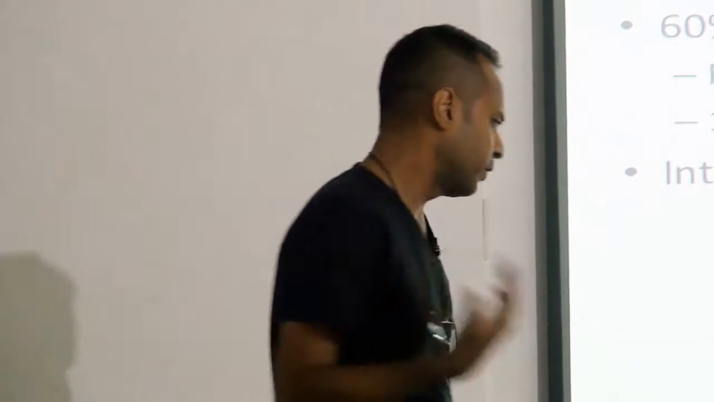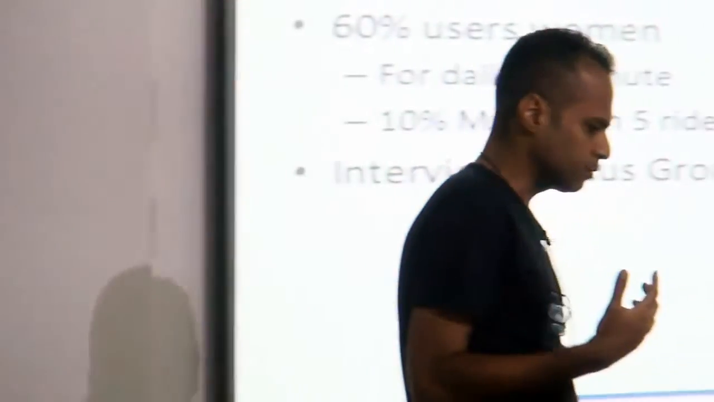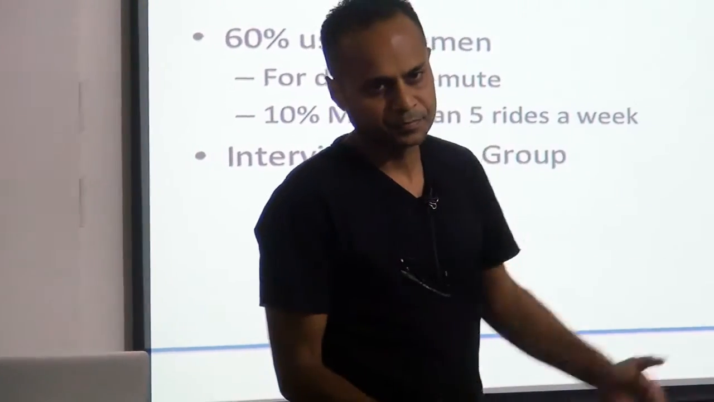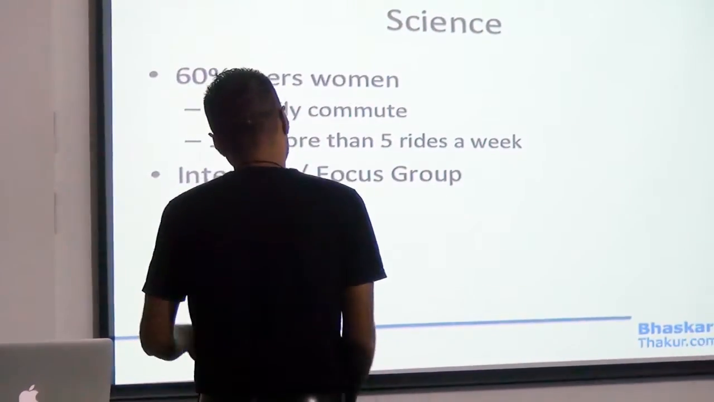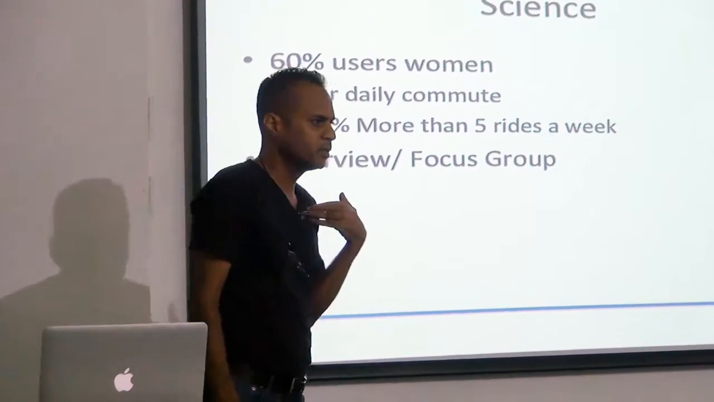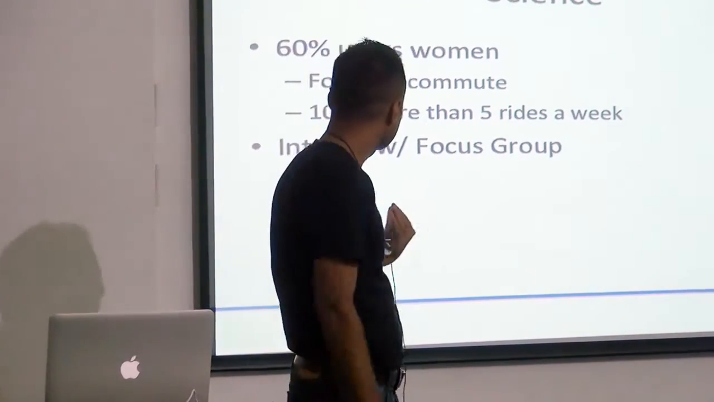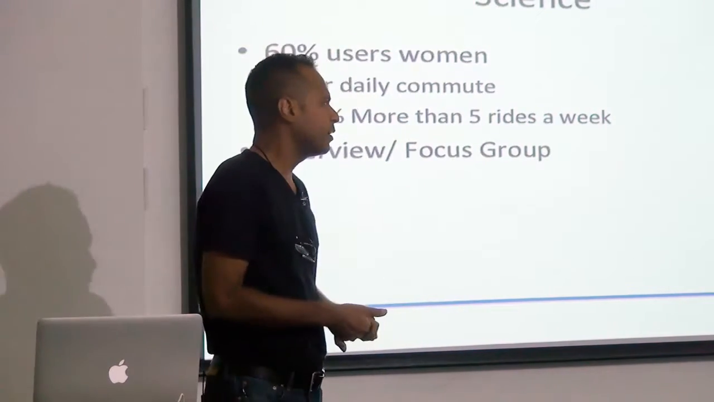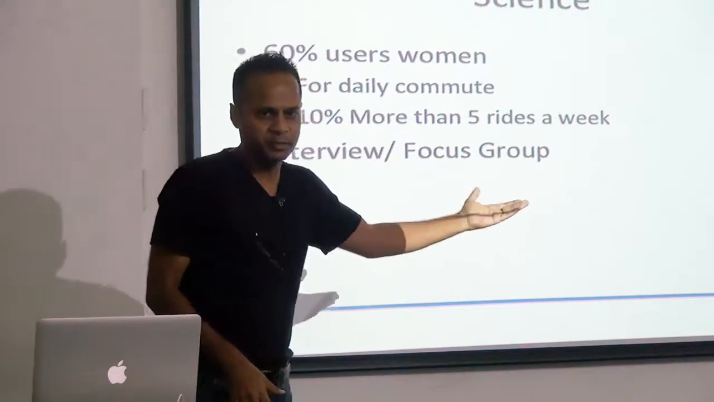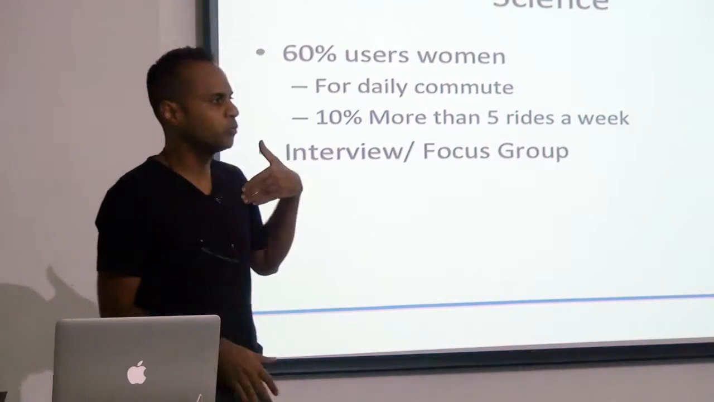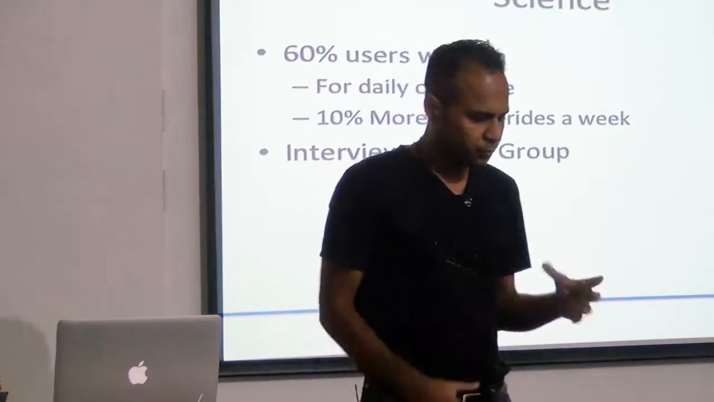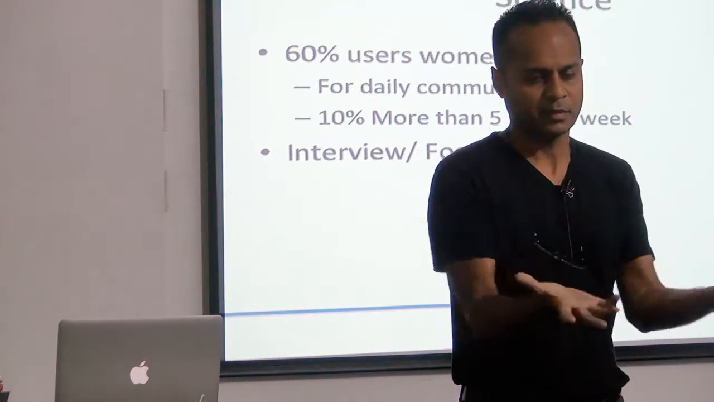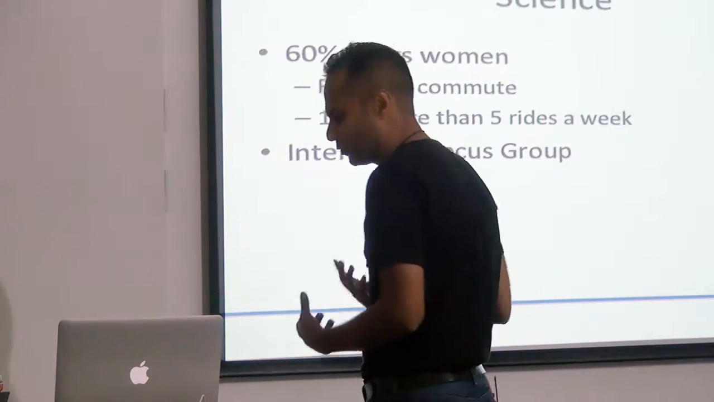So what we did was we ran analytics on the last 3 years of data that we had. We realized that 60% of our users were women, and they use it for daily commute. And 10% of this 60% uses us more than 5 times a week. So this was a number that came up, and we decided to investigate this further.